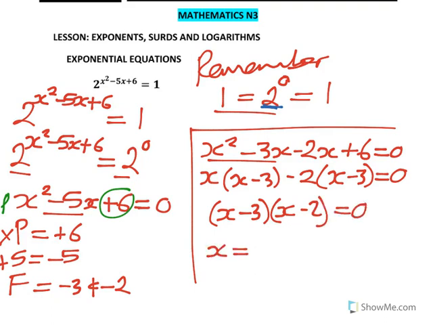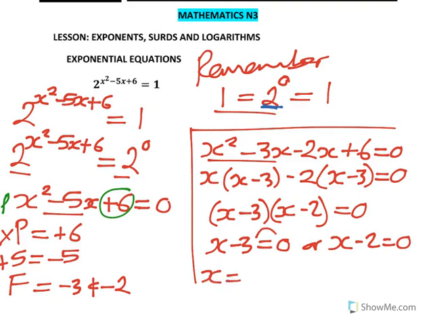Therefore, you can say x minus 3 equals 0, or x minus 2 equals 0. What is x? You jump the sign, it will become x is equal to 3, or, jumping the sign also, x is equal to 2.